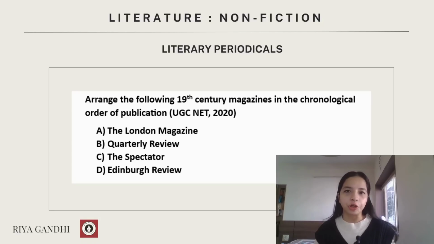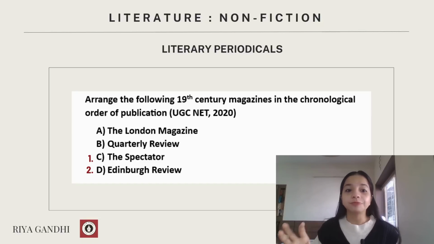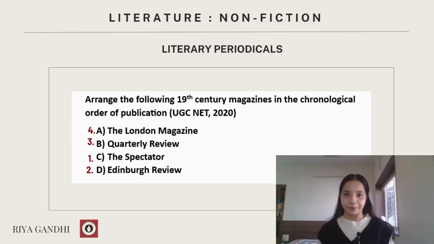The correct chronological order begins with The Spectator, which was started by Joseph Addison and Richard Steele, followed by the Edinburgh Review, followed by the Quarterly Review, and the London Magazine.